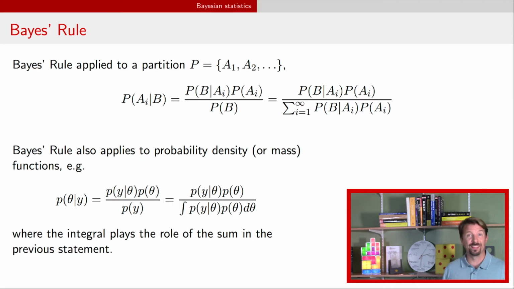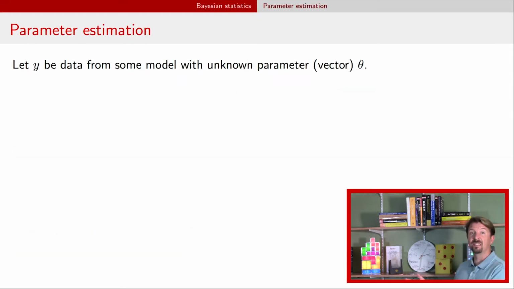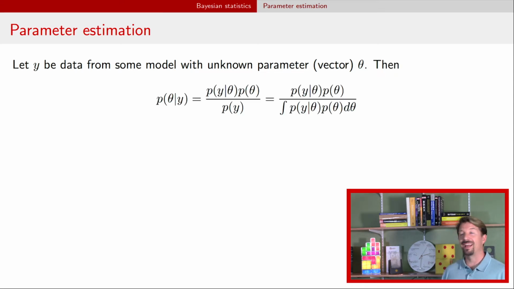Alright. So that integral plays the role of the sum up here when we talked about this in the context of events. Let's talk about applying Bayes' rule to parameter estimation. And when we do that, you will see why I chose to use the notation that I used. So now y is going to be data, say from an experiment, and theta now is going to represent an unknown parameter, possibly a parameter vector, right? And we're going to apply Bayes' rule here, so we just have p(theta given y) is equal to p(y given theta) times p(theta) divided by p(y).